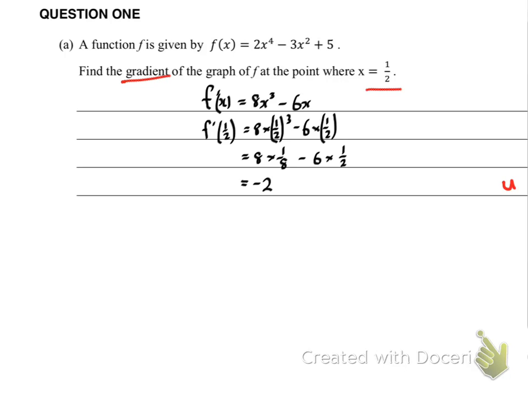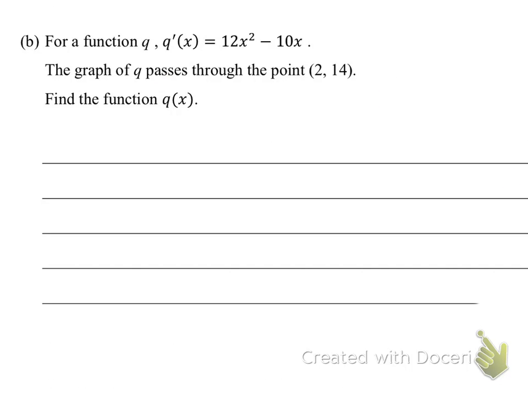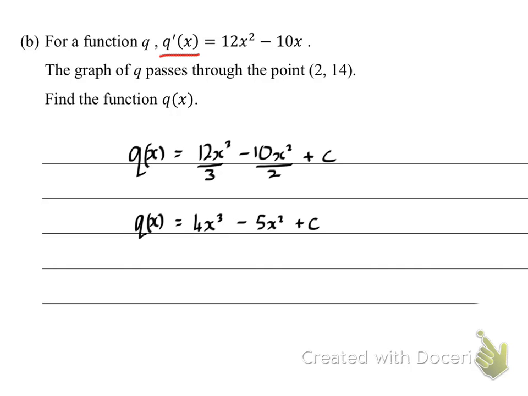Yes, achieved. For this one here, we're given the gradient function, so we want the actual function. So just write out the gradient function and go through: add 1 to the power, divide by the new power. Do the same for the next term, add your constant. Tidy that up a bit.